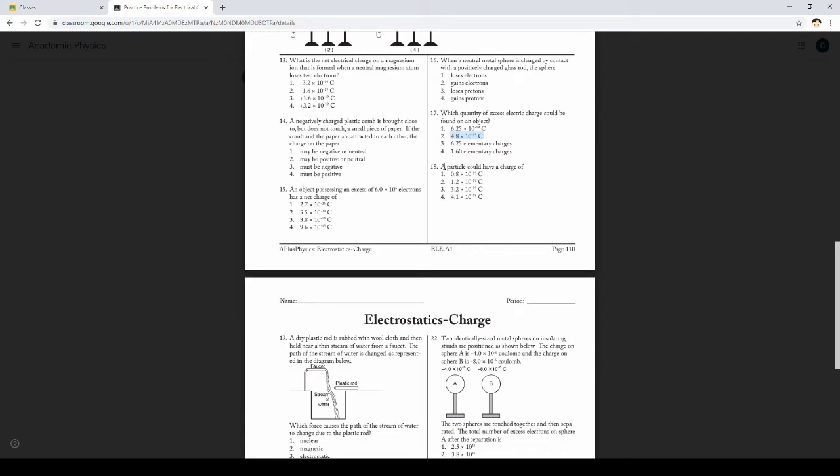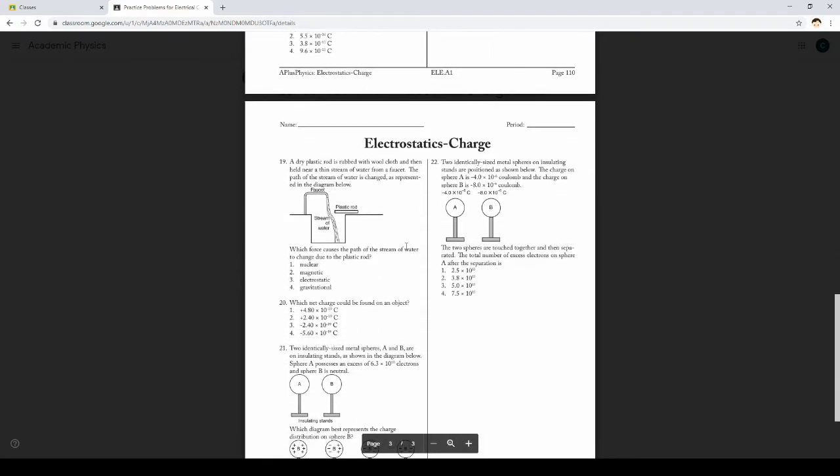Number 18, a particle could have a charge of, again, dealing with that whole number multiple of the elementary charge, 3.2 times 10 to the negative 19th. We can have 2 electrons. We can't have half an electron. We can't have 3/4 of an electron. We can't have 2 and a bit of an electron. We have to have exactly 2 electrons, or 3 electrons, or 4 electrons.